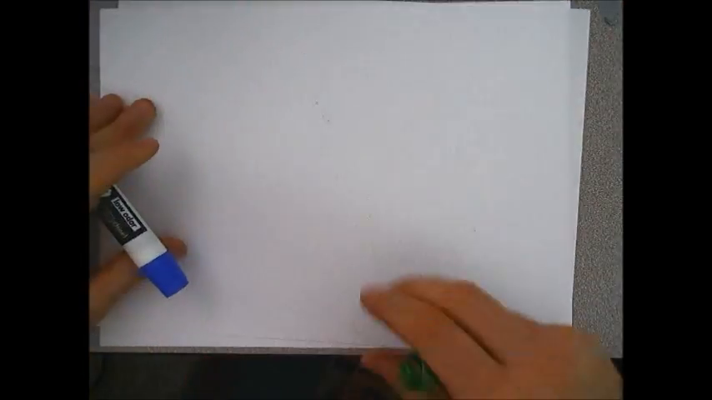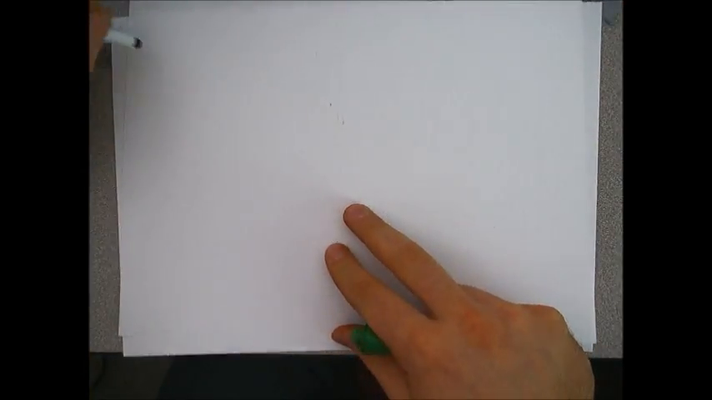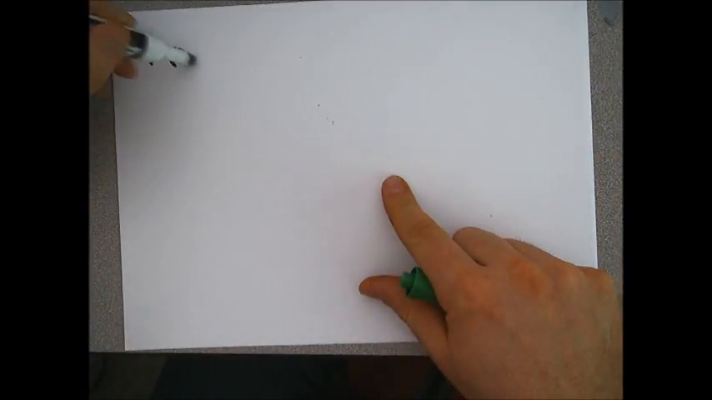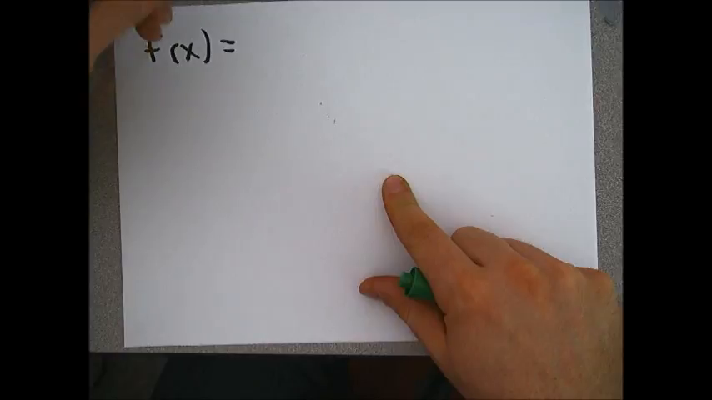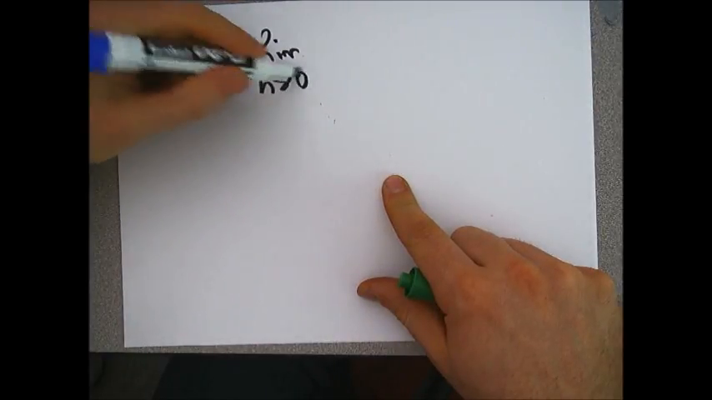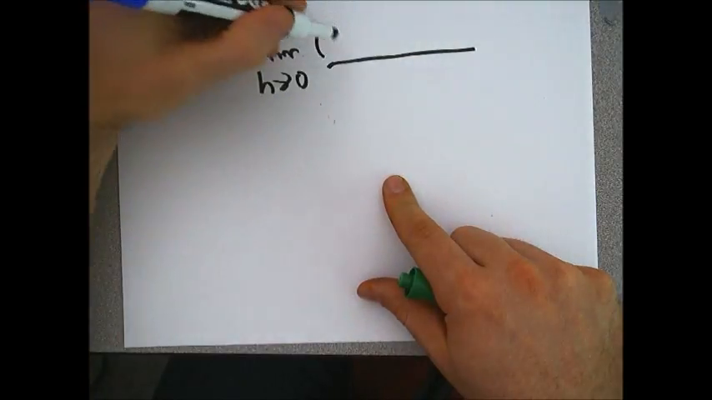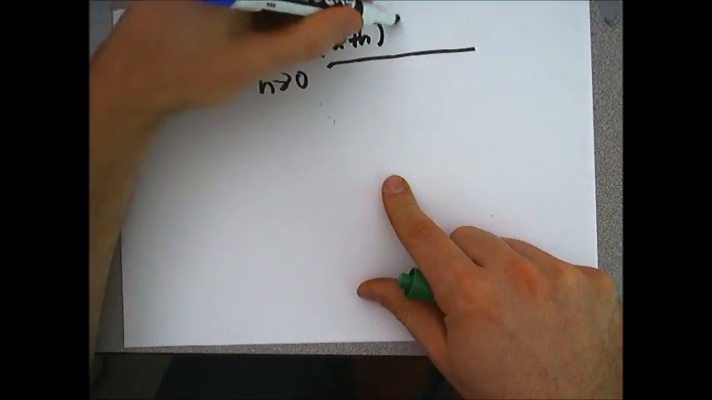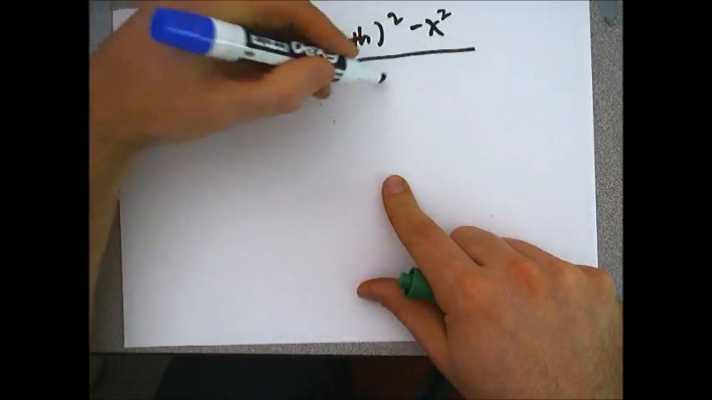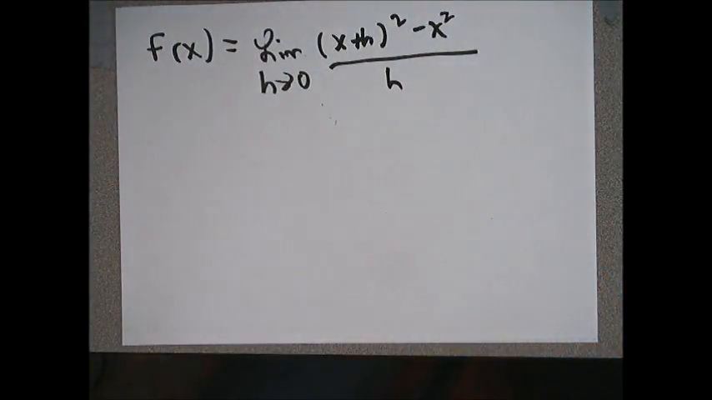Next one. 26. F of x is equal to the limit as h approaches 0. You have to know what this whole spiel means. What is this? This means what in English? What is this? The what? It's a difference quotient, but this is back in pre-calc.